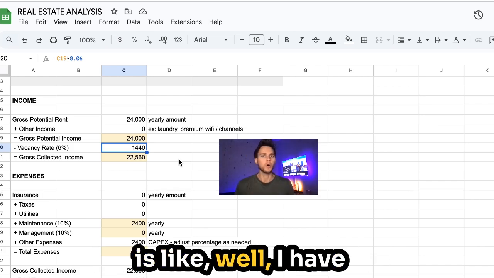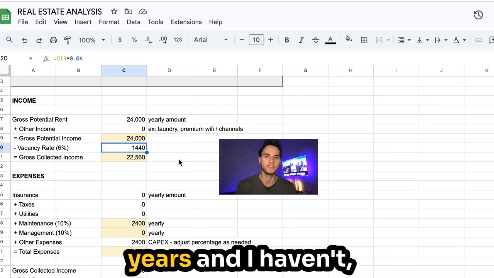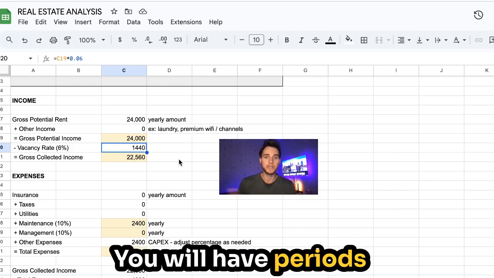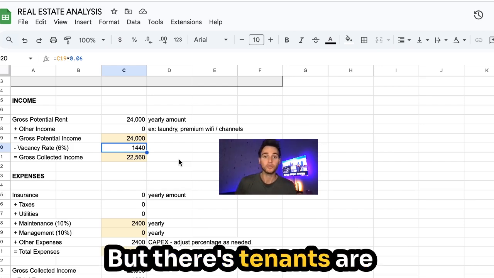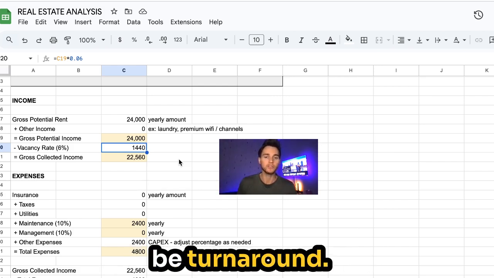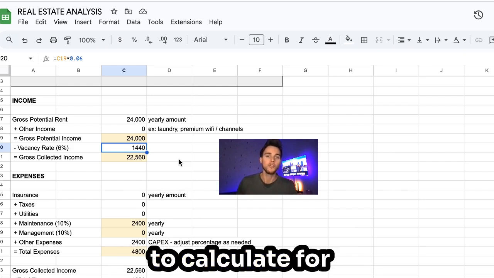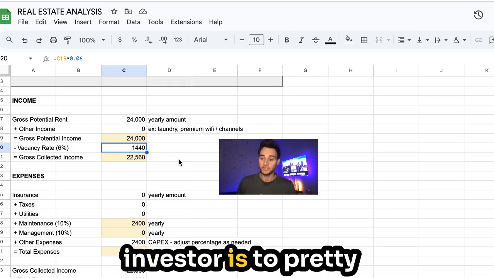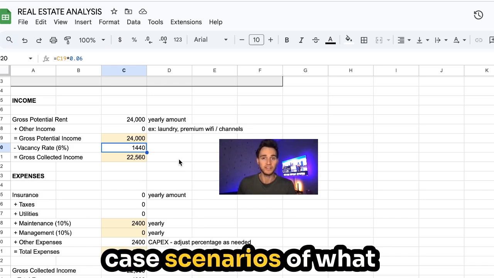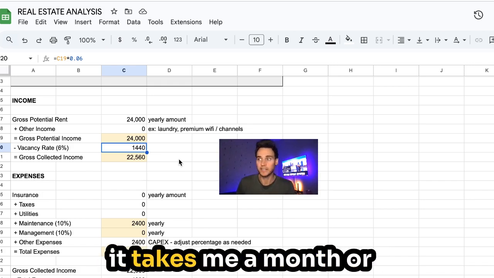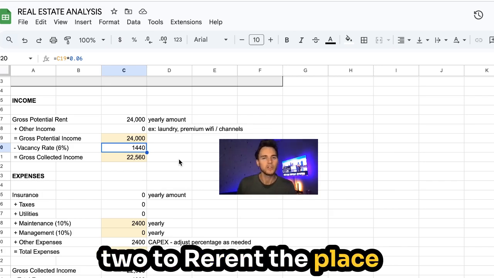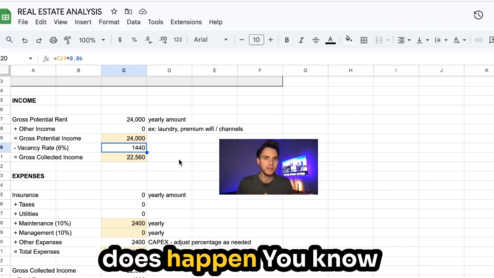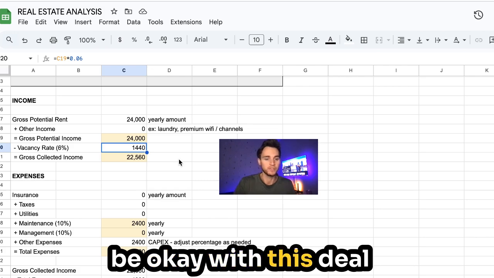Now the misconception is like, well, I have a property that's been rented for 2 years and they've been there the whole time. I haven't missed a payment yet. That will happen. You will have periods where this happens, but tenants are always going to move out at some point. There's going to be turnaround. So you always want to calculate for potential lost income. The key to being a successful real estate investor is to pretty much plan for worst case scenarios of what if tenants move out and it takes me a month or two to re-rent the place. So you want to have that embedded into your calculations so that if the worst case does happen, you know that you're still going to be okay with this deal.